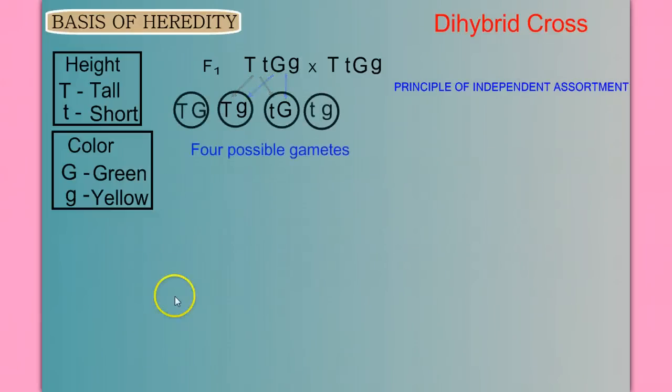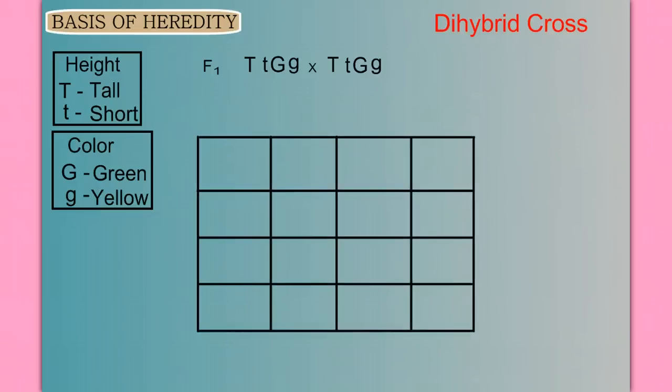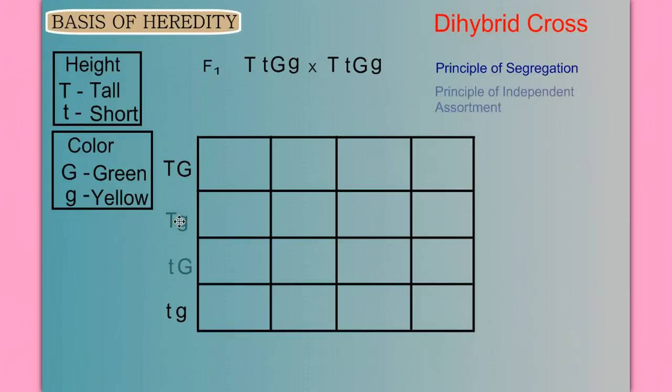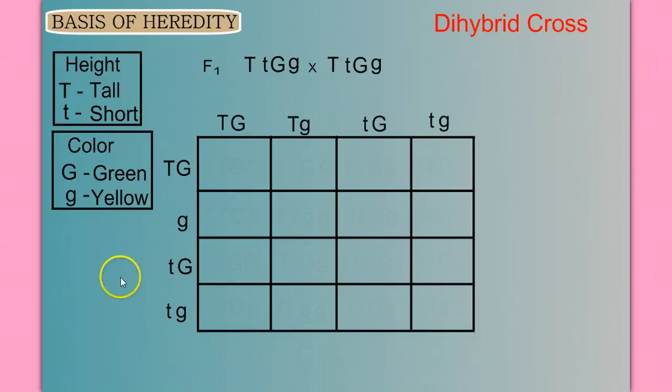What this means is that we can make each of these four possible gametes. Now we are ready to set up our Punnett square. The principle of segregation says that we have to segregate our T's and our G's. And the principle of independent assortment shows that we can also make these two combinations. We get the same gametes along the top. Now we recombine to see what our possible offspring are. Stop the video here and fill out your own Punnett square. Okay, now let's see how you did.